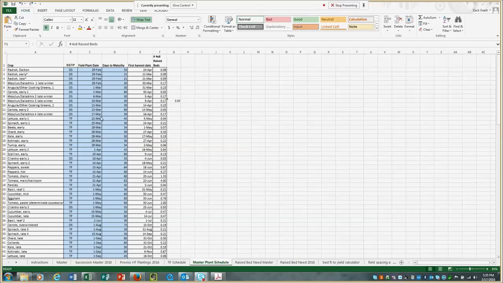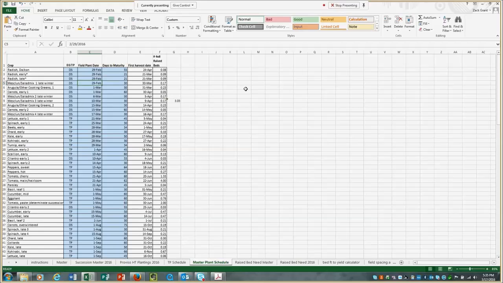So here we're looking at the master plant schedule again. All this is again, I just took all that information out of one of the other master sheets, and I just sorted it by field plant date in column C that you can see here. I just highlighted it. So now I know that I'm trying to hit all these target field plant dates for all these different crops. So the first thing I should be planting would have been my radishes and my first mesclun baby salad green mix on February 29th.